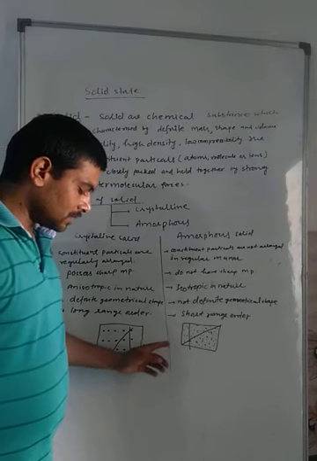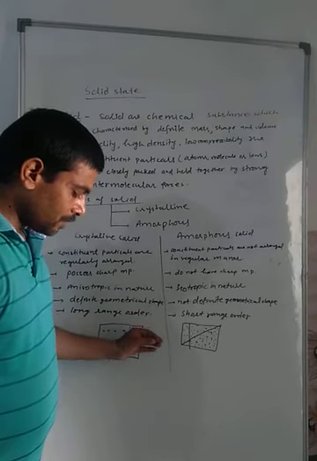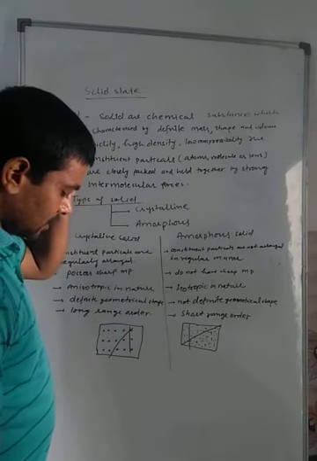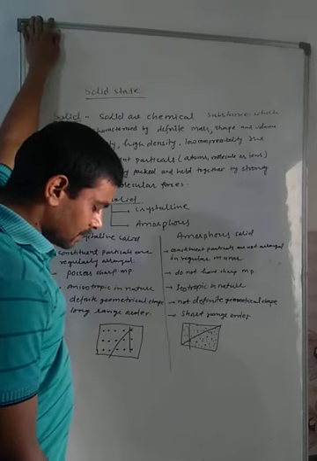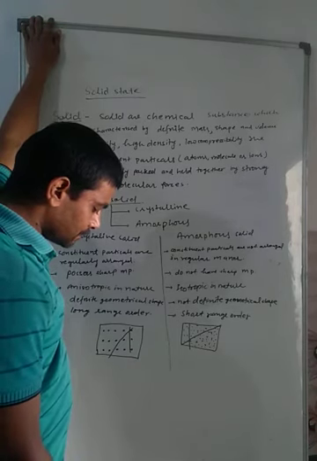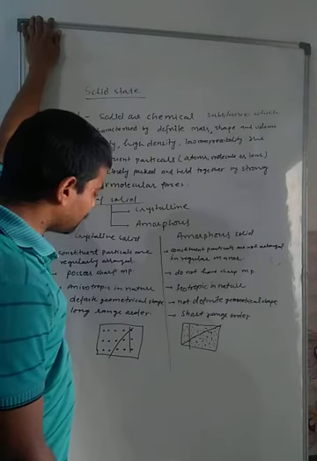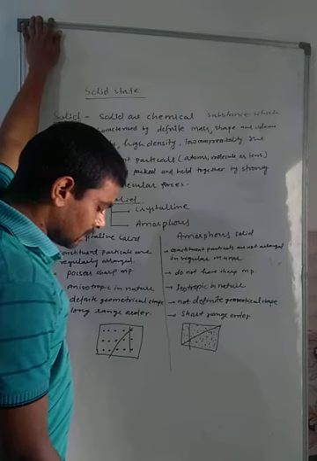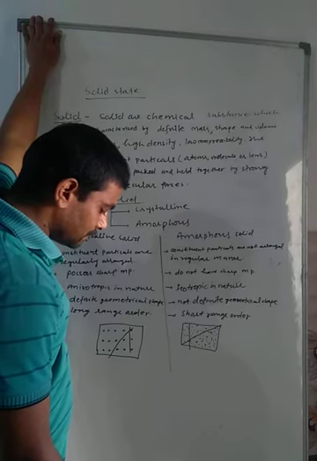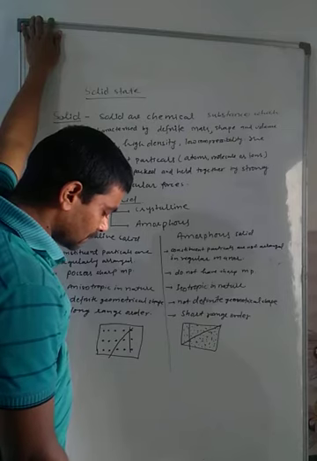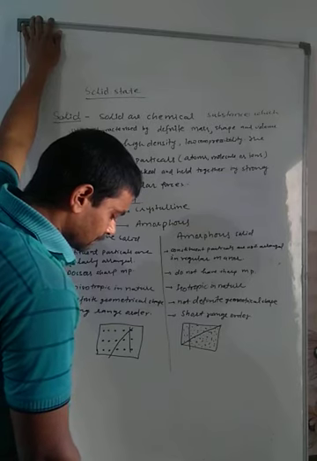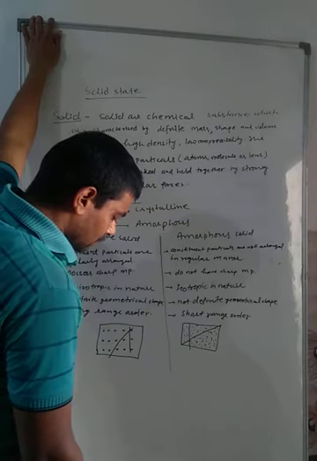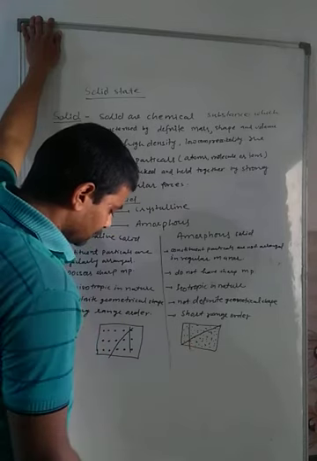Now we are going to discuss isotropic and anisotropic properties. Two solids have some of the same physical properties, for example electrical resistance and refractive index, but they show different values when measured in different directions in the same crystal. This property is called the anisotropic property. Crystalline solids are anisotropic in nature.